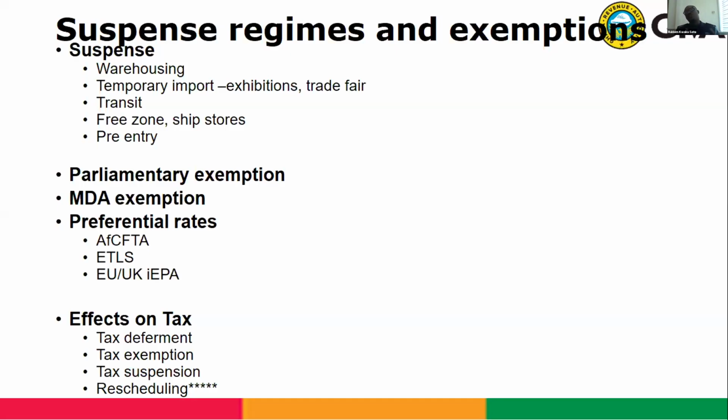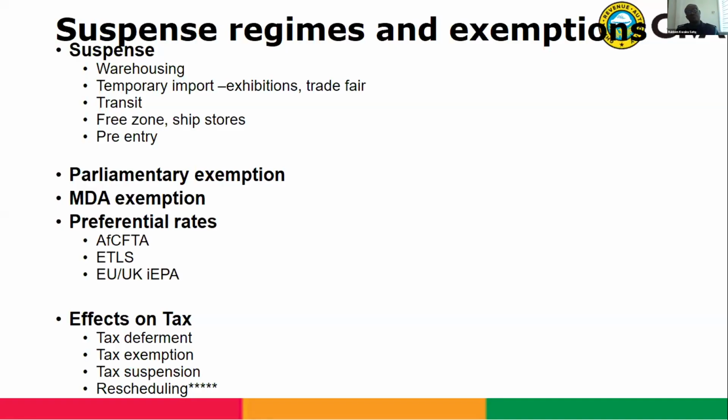Goods originating from the ECOWAS sub-region are exempted from import duty when the producer is registered under ETLS. And under that system, importers are supposed to make sure they get the origin certificate and the export declaration from their supplier so as to ensure that when they come to Ghana, they will be able to enjoy such rates applicable. And there's also the EU-UK Economic Partnership Agreement, which is in place that ensures that liberalized goods that come from the EU and UK enjoy concessionary rates or preferential rates.